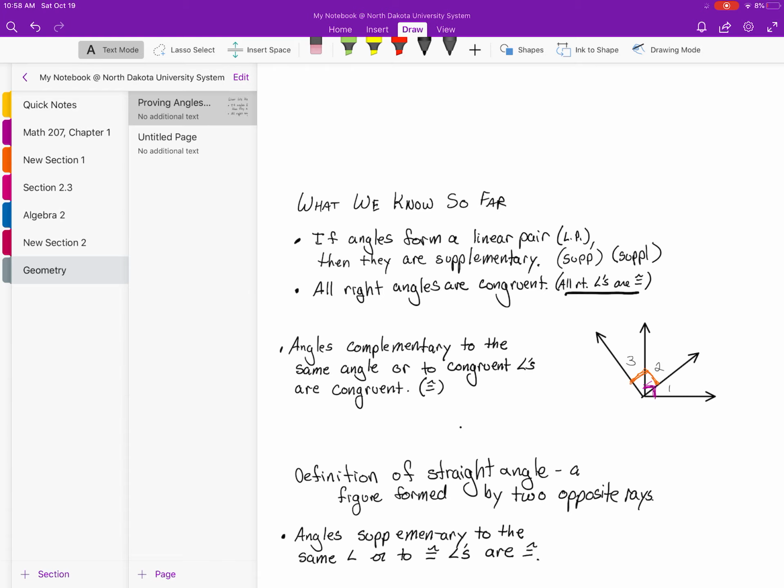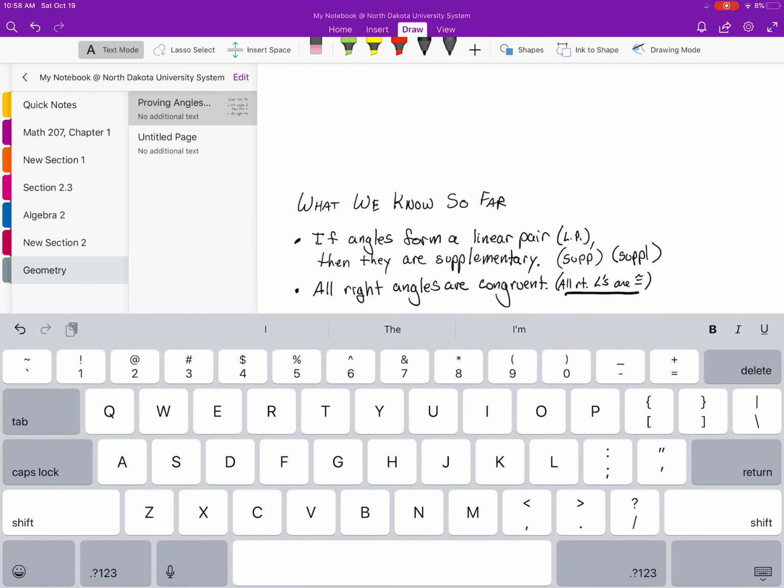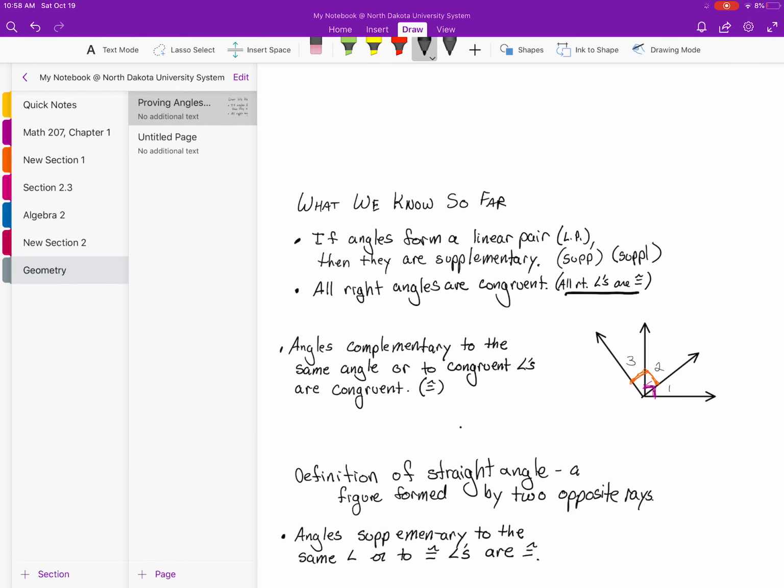If angles form a linear pair, abbreviated LP, and that's a standard abbreviation, you may use it, then they are supplementary. So if angles form a linear pair, then they are supplementary. Either of these abbreviations for supplementary are also fine.